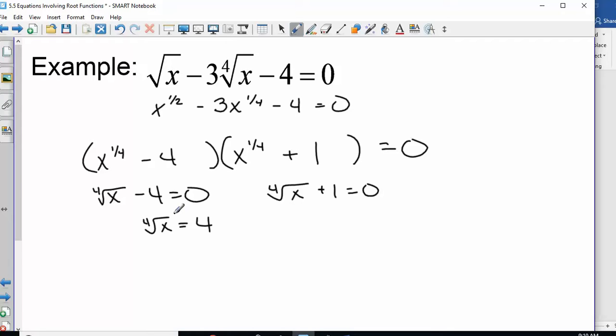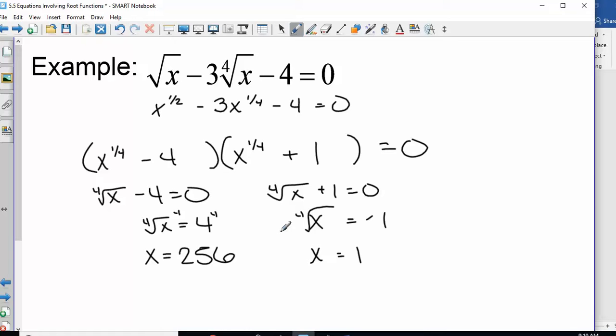So I need to take each side to the fourth power. And 4 to the fourth is 256. Over here I get the fourth root of x equals -1. So if I take each side to the fourth, I get x equals 1. What should we do? Plug them in. Let's check this.